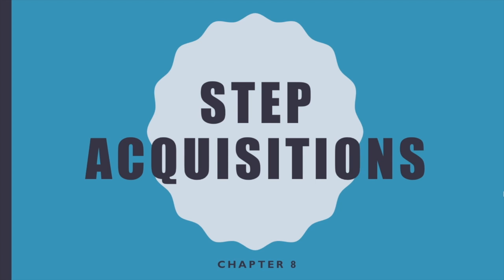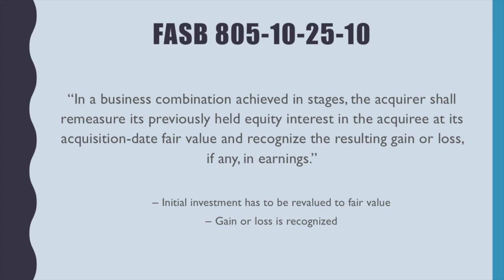In this video, I'll be talking about step acquisitions, which are covered in FASB Codification 805.10.25.10, and in that specific paragraph it says, in a business combination achieved in stages, the acquirer shall remeasure its previously held equity interest in the acquiree at its acquisition date fair value and recognize the resulting gain or loss, if any, in earnings. And so from this sentence we can see that under step acquisitions, we'll need to revalue the initial investment up to fair value, and we'll also need to recognize a gain or loss.